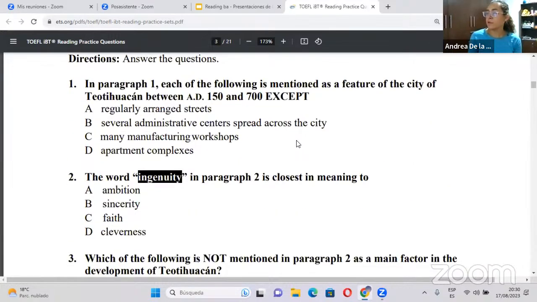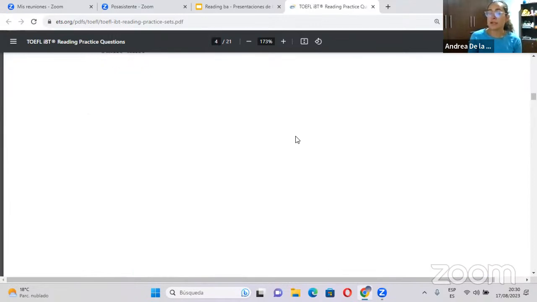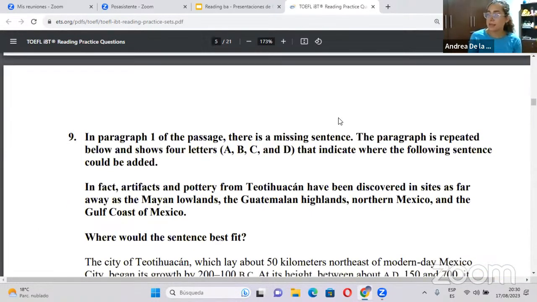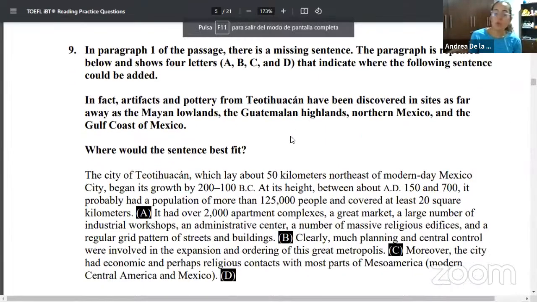Okay, guys, so we have 2 more questions to go. The next one we're gonna do is called insert text. And as the name says, you guys are gonna have to insert a sentence into a paragraph.